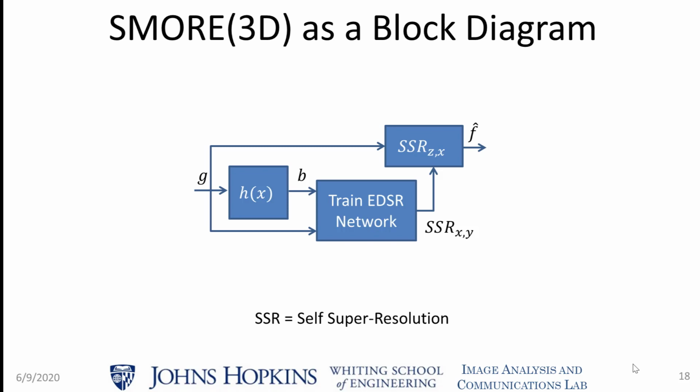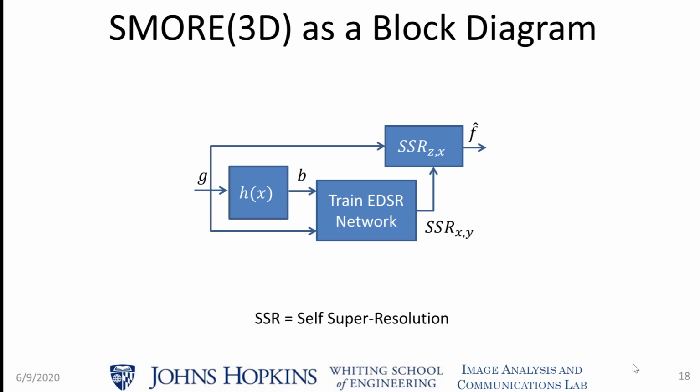Now, SMORE can be viewed as a block diagram where you take the input image that's blurred in that vertical direction, G, and you apply the filter H to get a doubly blurred image, B, and then you train EDSR to do self-super resolution in the XY plane and apply it in the ZX plane to the original data. And this gives you your estimate.